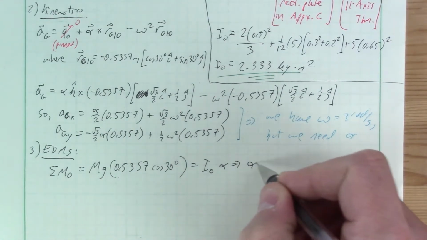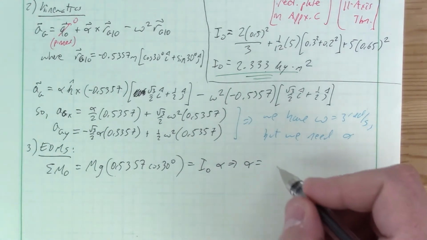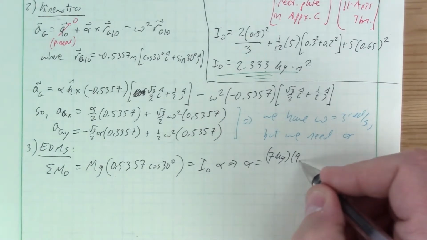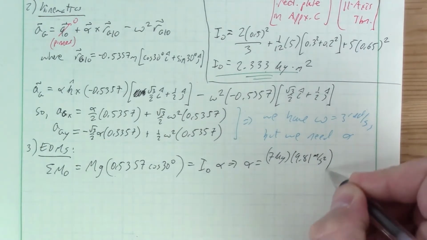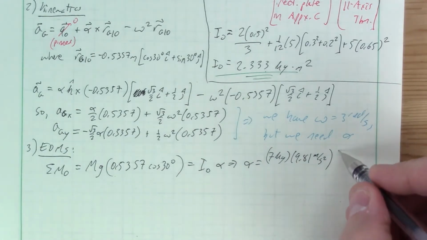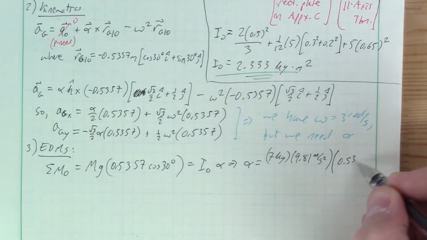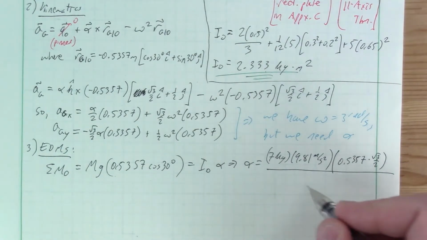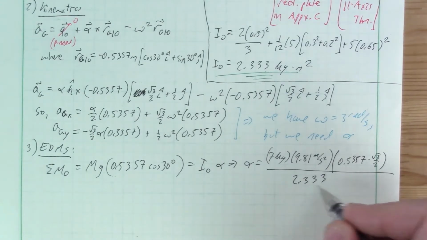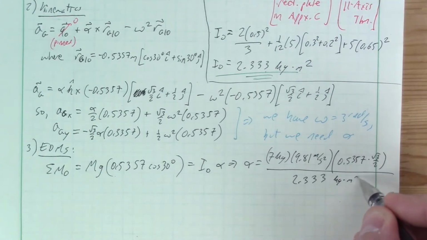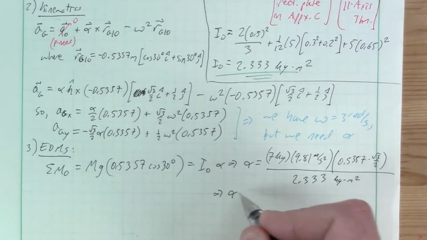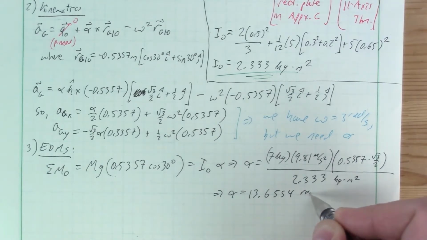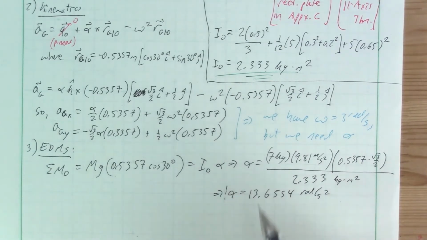So alpha is then 7 kilograms, that's m, that's the total mass of the entire composite body, times g, 9.8 meter per second squared, times everything in the middle there, 0.5357 root 3 over 2 divided by 2.333, that's our moment of inertia, kilogram meter squared, and we get alpha equals 13.6554 radian per second squared.